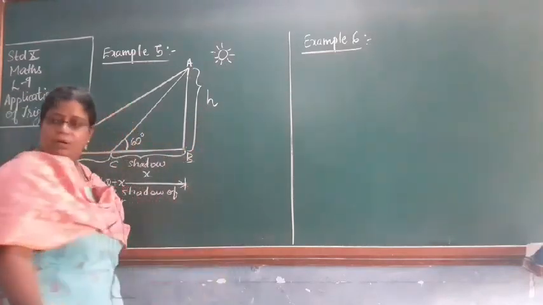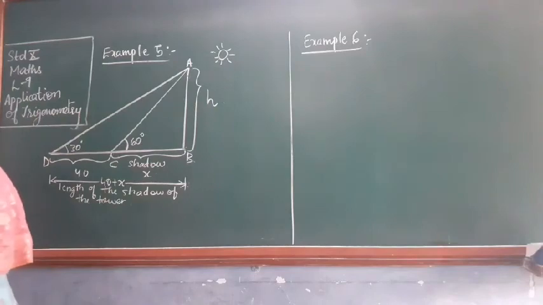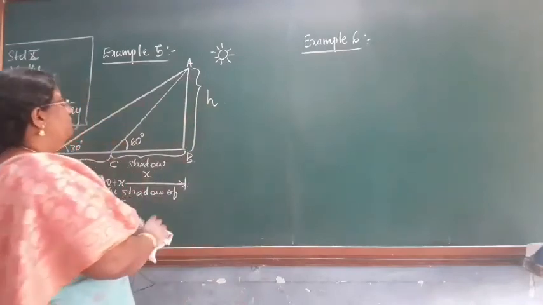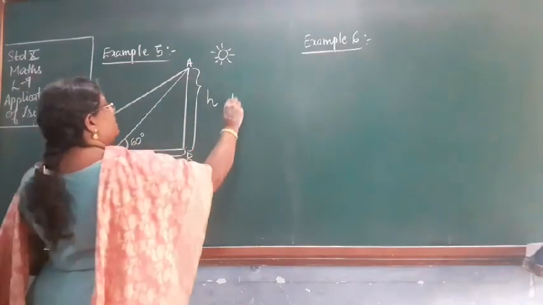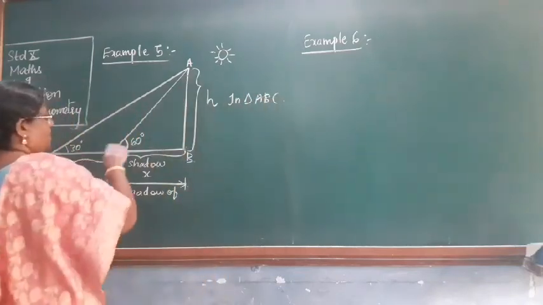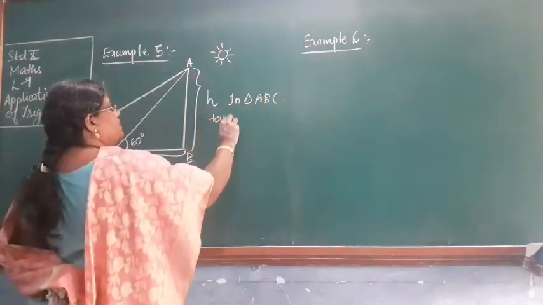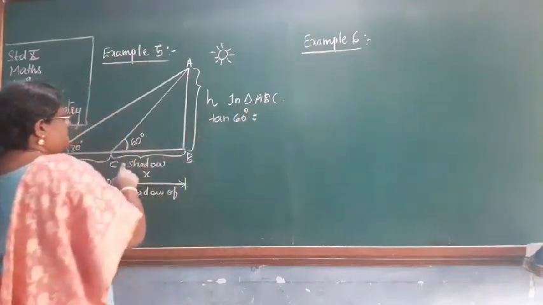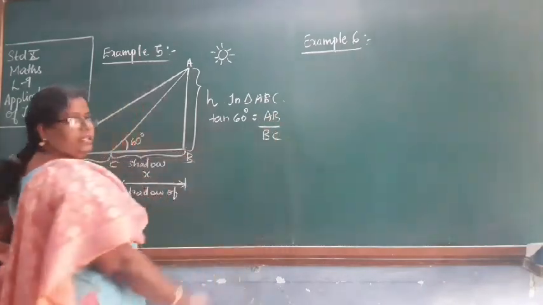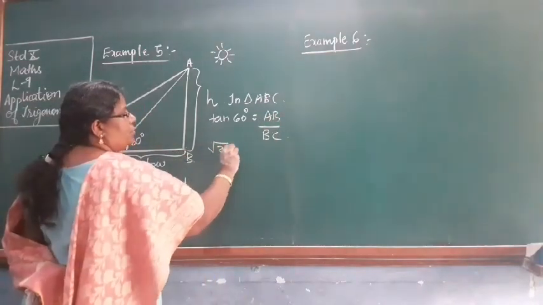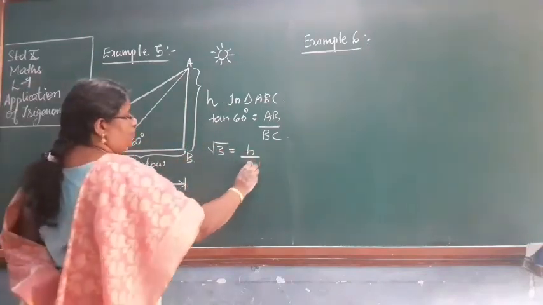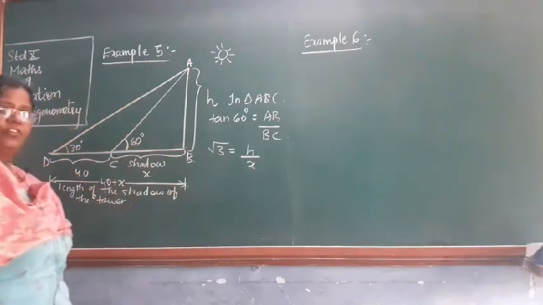I will rub out this line, then later on we can draw it. So what do I have? In triangle ABC, tan 60 degrees is equal to AB by BC, isn't it? Now tan 60 I know is √3. AB value I know is H, and BC value I know is X. So this is the relation I have got.